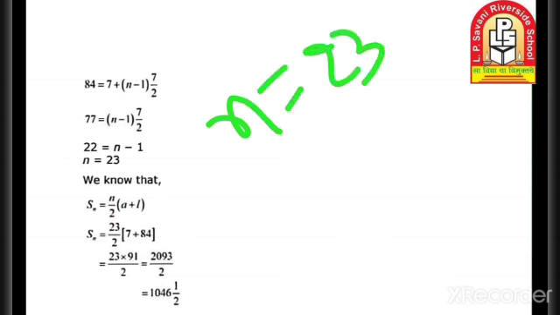Then after, we know that the summation Sn is equal to n by 2 into (a plus L). So n is equal to 23, then a is equal to 7 and L is equal to 84. This is the new formula. So Sn is equal to n by 2 into (a plus L), and that L is what we found in the previous steps. So by using this formula you can get 1046 multiplied by 1 half.